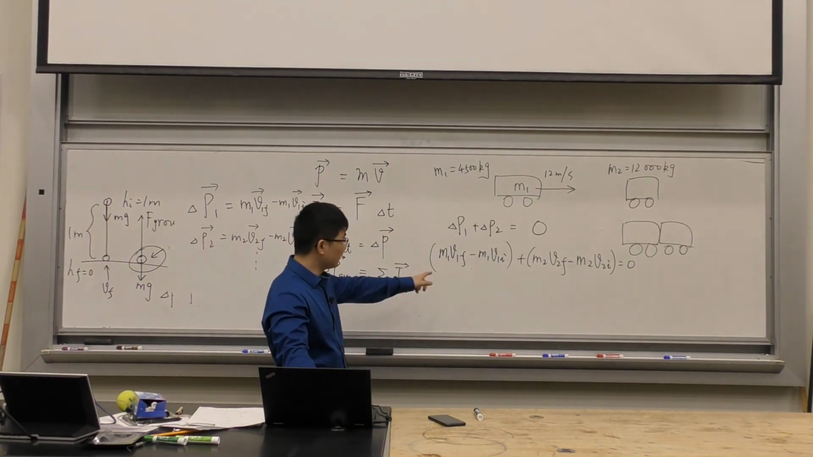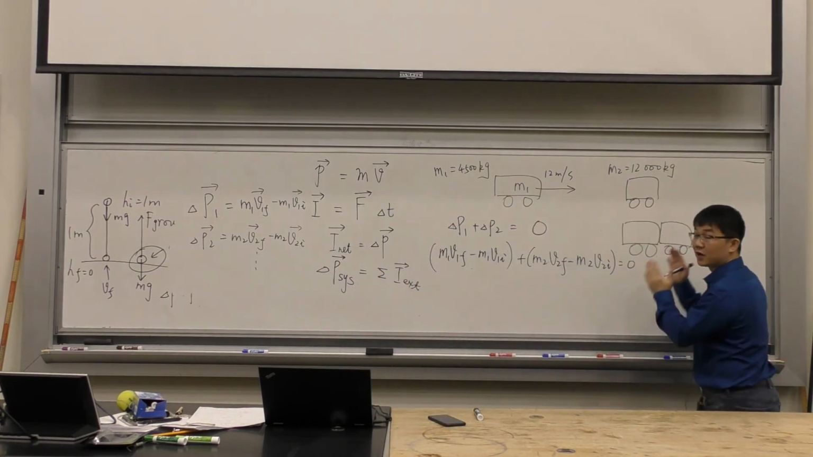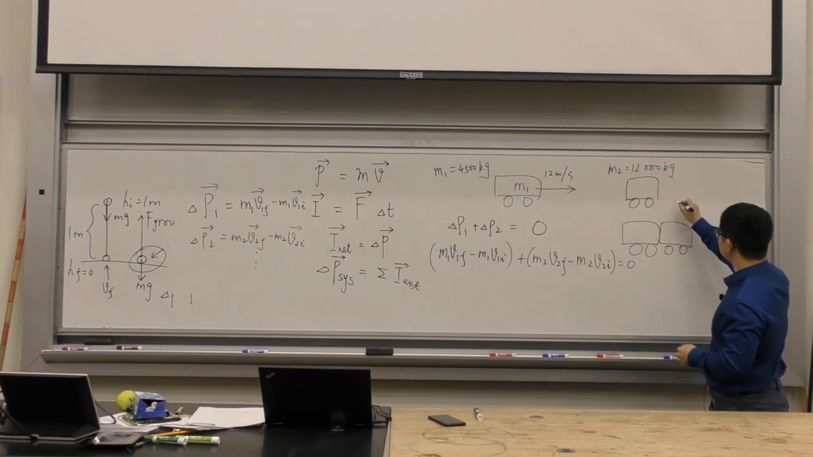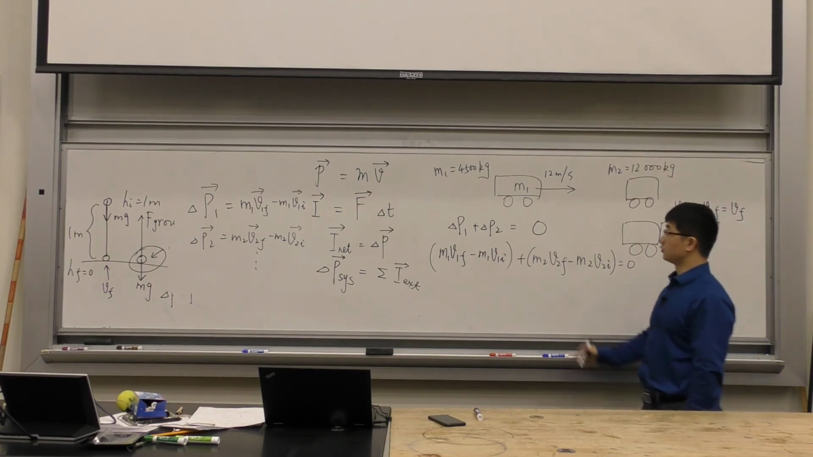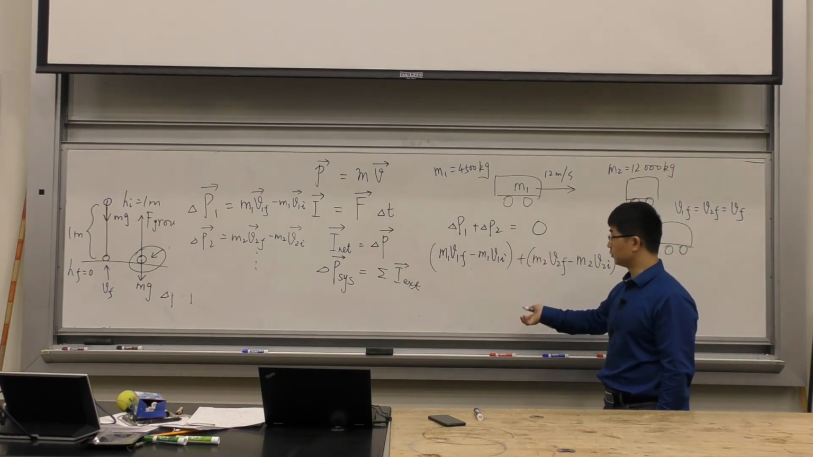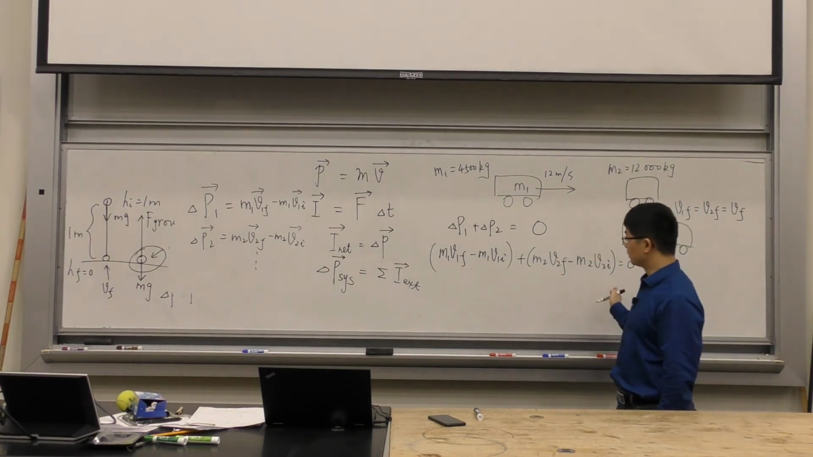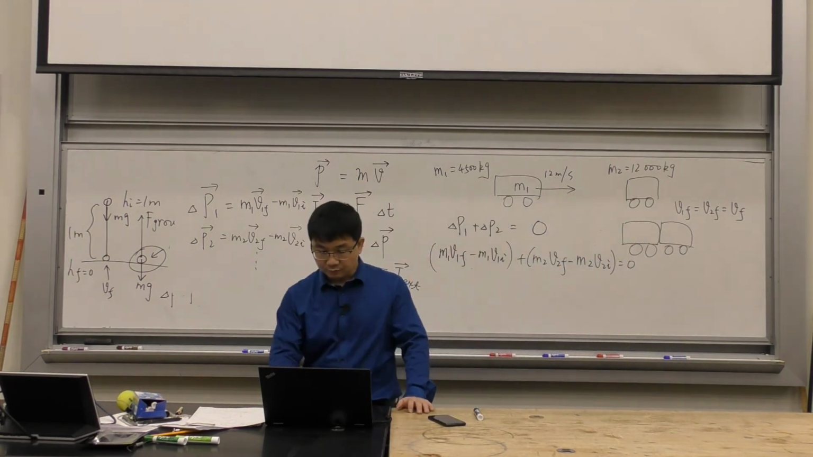You would say, well, v1f and v2f, I have two unknowns. But after the collision, this is a very special collision. Not every collision is like that. After the collision, they will move together. So I would call the final speed the same, vf. Now you will only have one unknown here. You can even add these two terms together and factor out vf. You rearrange this equation, you will find the final speed of this collision.